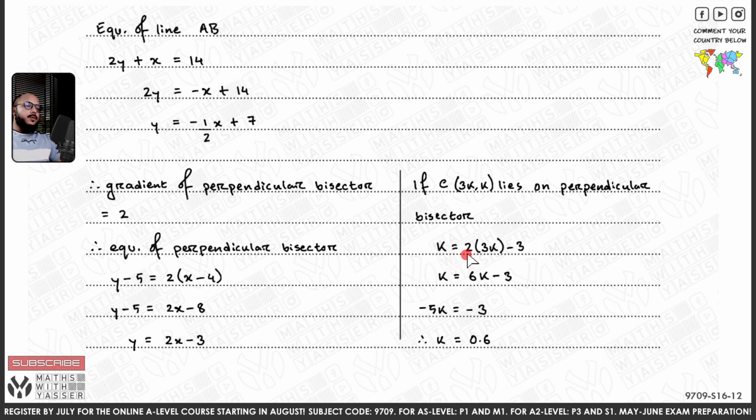So k equals 2 times 3k minus 3. That gives us k equals 6k minus 3. So negative 5k equals negative 3. So k must be 0.6.